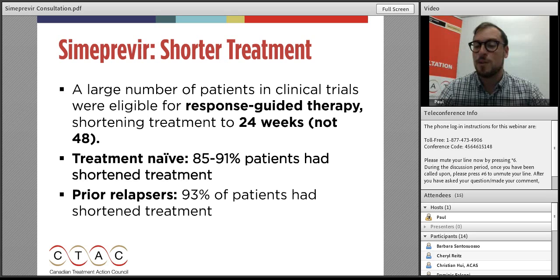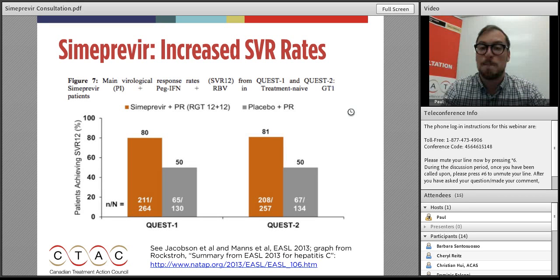One of the really interesting things to point out here that's very encouraging is people who had previously relapsed. Of people who had previously relapsed after hepatitis C treatment, 93%, even more people, were able to qualify for shortened treatment. And so the take-home message from this particular slide is that shortening treatment to 24 weeks doesn't seem to be something that's available just for people who are treatment naive, that this is something that is eligible for people across the hepatitis C patient population.